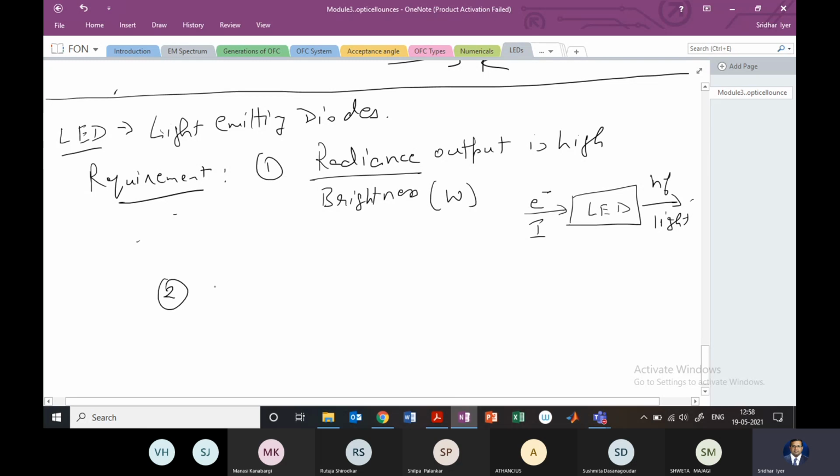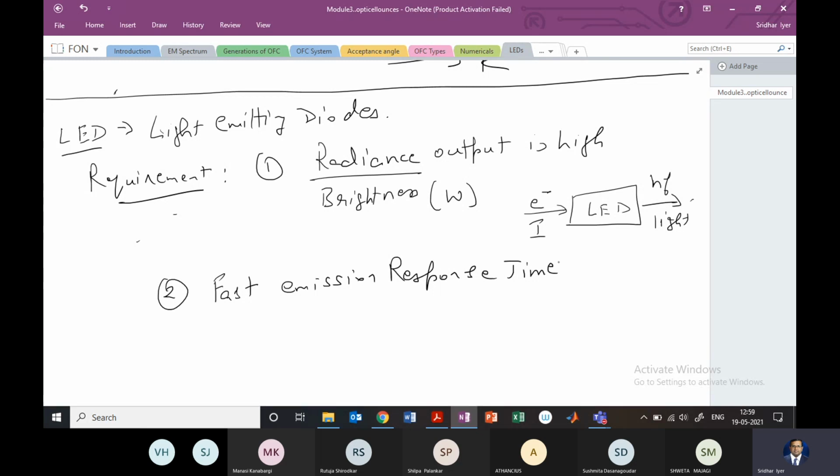Also it should have what is known as very fast emission response time. This is easy to understand. This time is nothing but the delay after the application of the current at the input. If you look at the block diagram, the moment we apply this current at the input, how fast can we generate the light at the output? That time delay is measured through the response time, and we obviously need this response time to be very short.